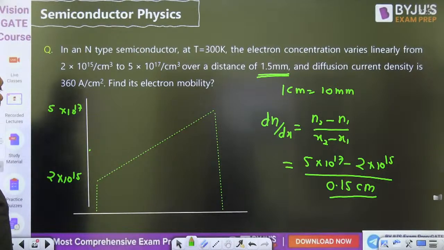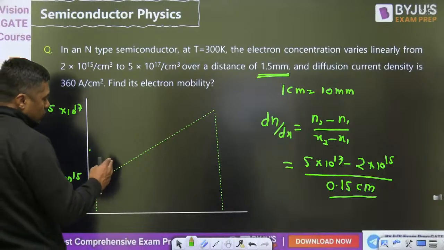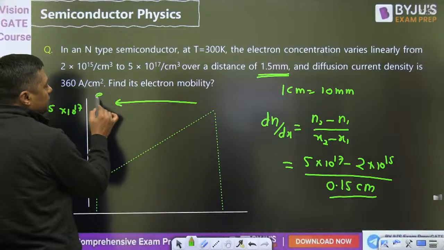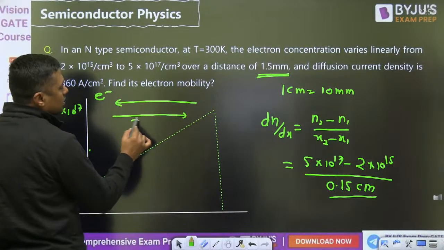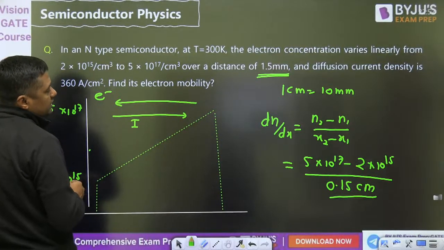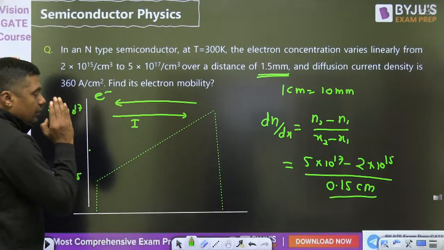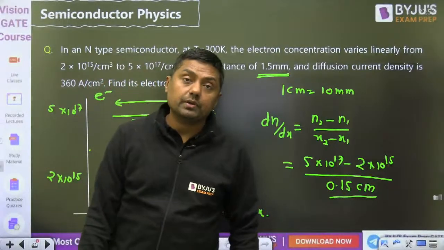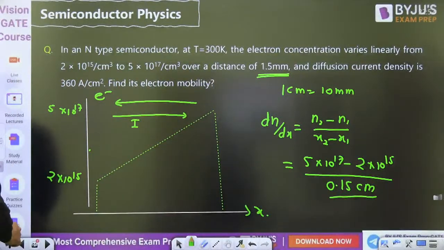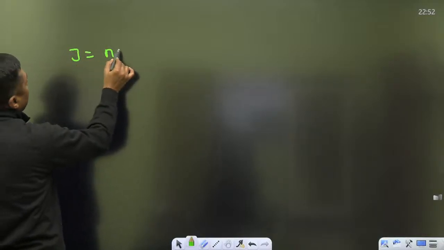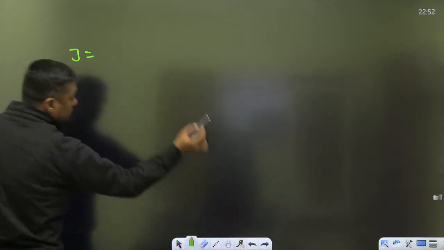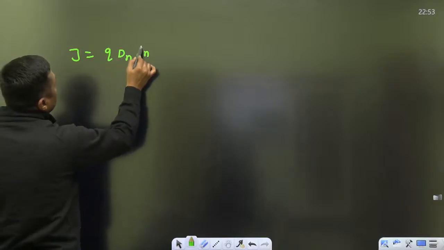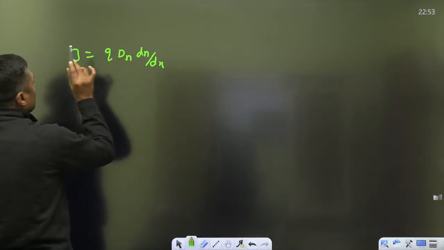Now what is the diffusion current density? Remember, electrons will move in this direction, from higher concentration to lower concentration. What about the current? Current will move in the opposite direction, and that's why the value is given as positive, because the current is in the positive x direction. That is 360 ampere per centimeter square. So J is equal to what? This is independent of the concentration. What is the current density? q Dn dn by dx. Now you have the J.